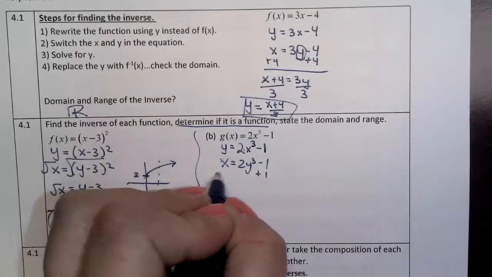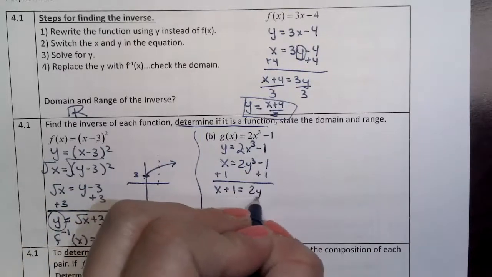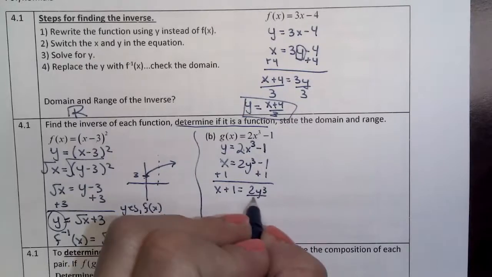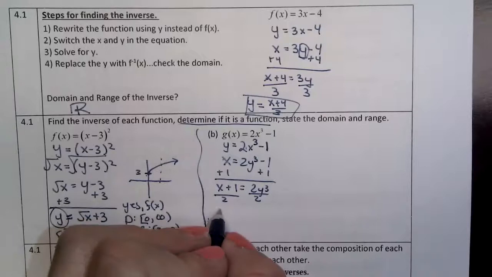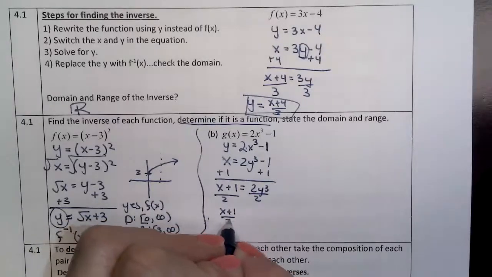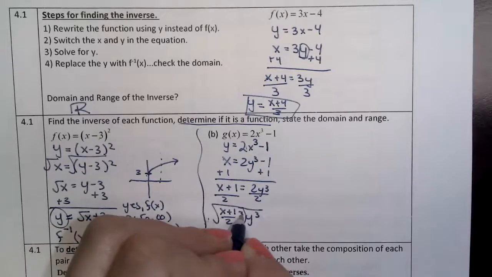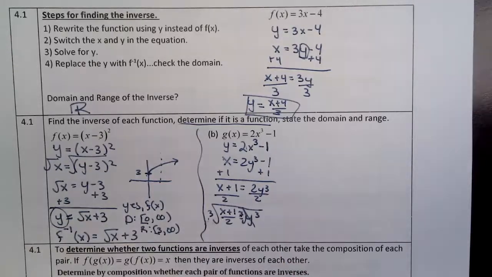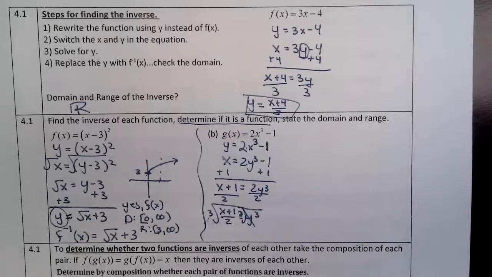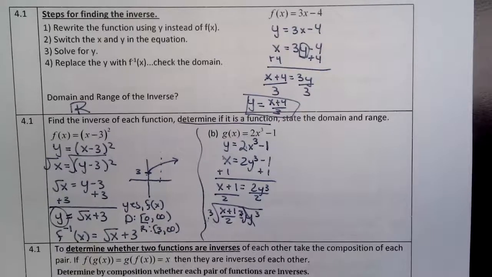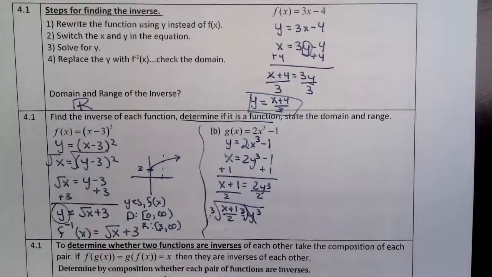Now I'm going to solve. So add 1 to both sides. I get x plus 1 equals 2y to the third. Next, I have to divide both sides by 2. So I get x plus 1 over 2 equals y to the third. And now I need to take the cube root of both sides. So I'm taking the cube root of both sides.